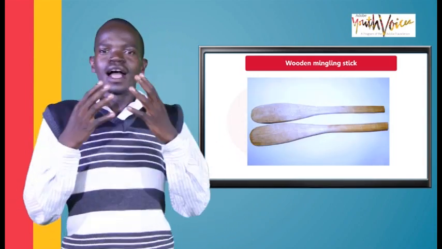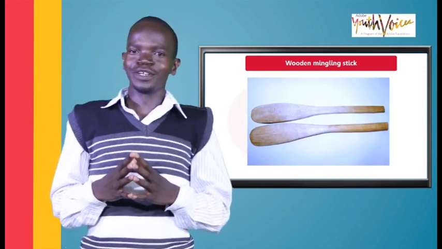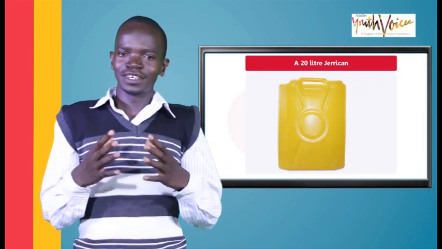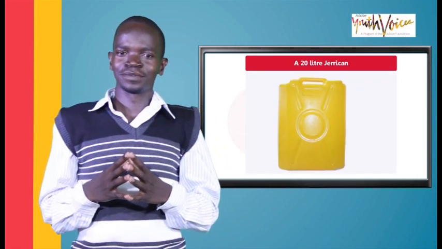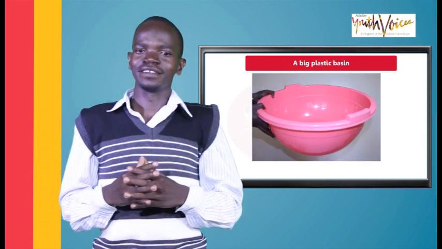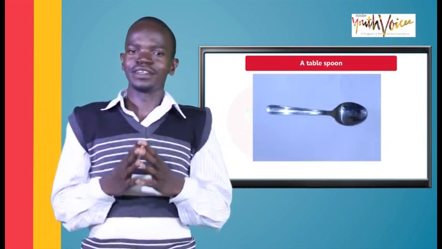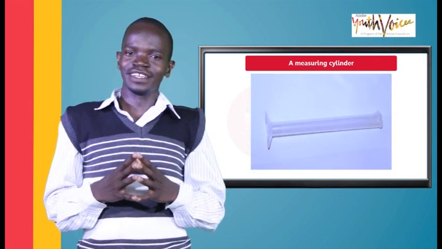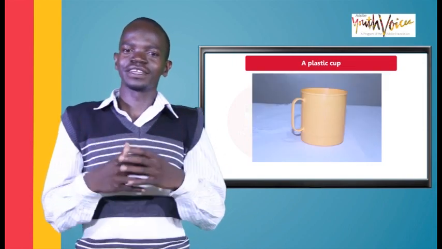The following implements are used in the production of homemade liquid soap. A mingling stick, which is wooden, a 20-liter jerry can, a bucket, a plastic basin, a spoon, a measuring cylinder, and a plastic cup.